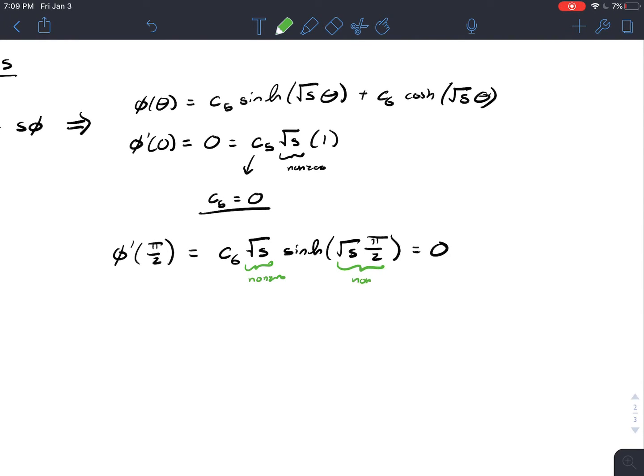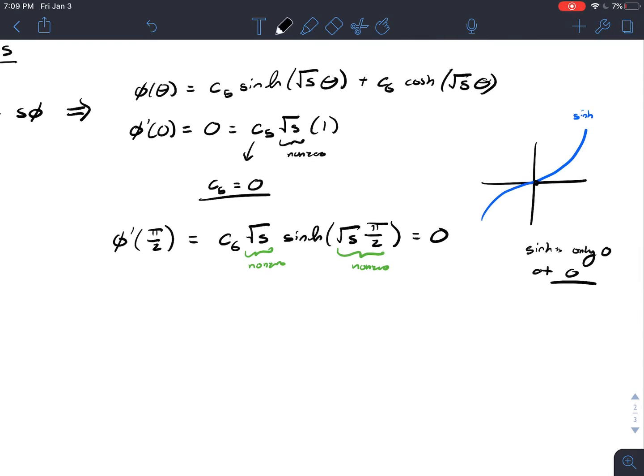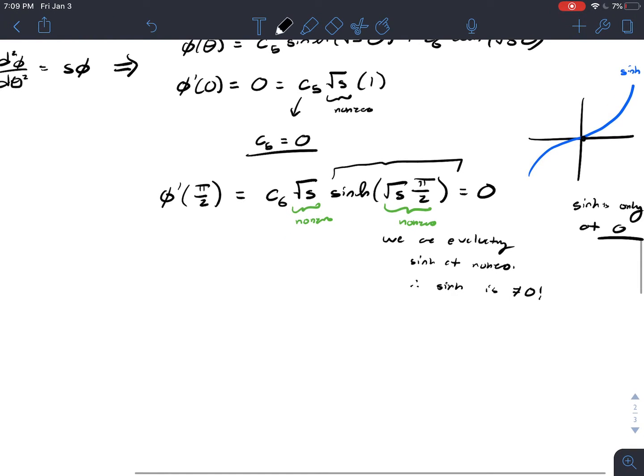Non-zero. And sinh of this non-zero number, right? Remember the graph of sinh. Sinh looks like this, and sinh is only 0 at 0, right? Since what we're evaluating the sinh function at is a non-zero number, okay? We are evaluating sinh at non-zero. Therefore, sinh is not equal to 0, okay? So this entire thing is non-zero.